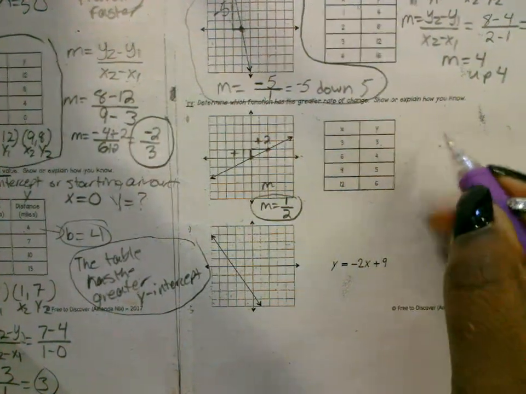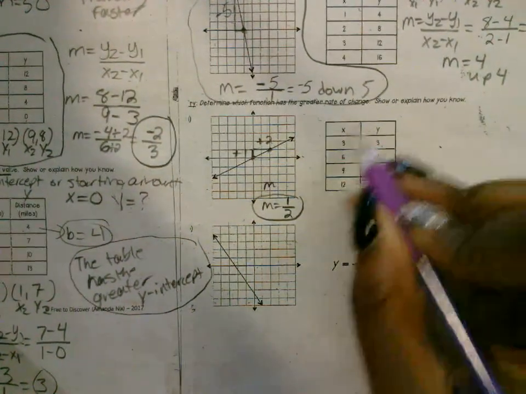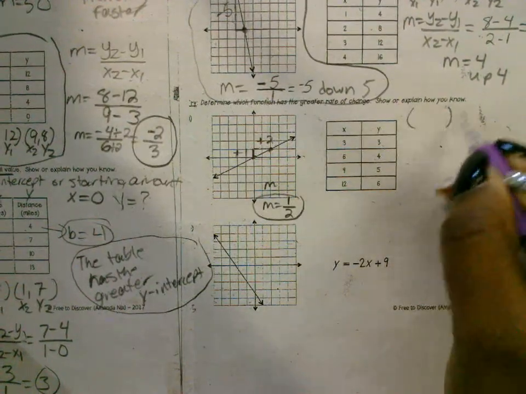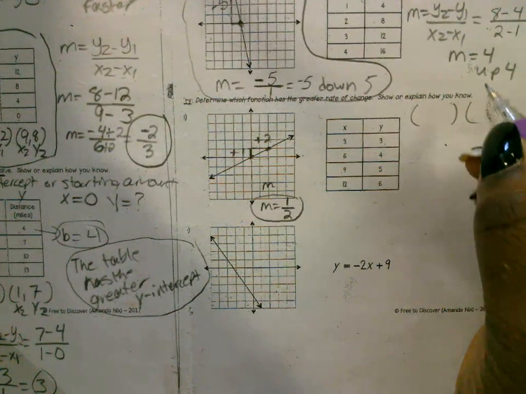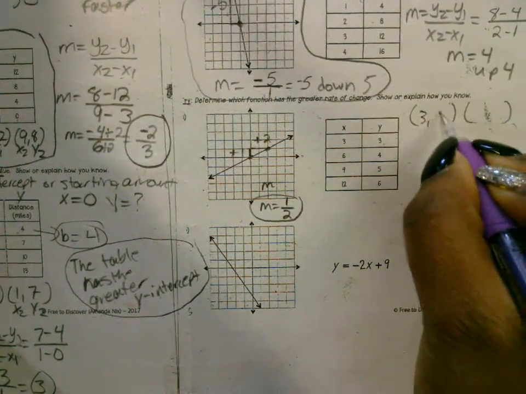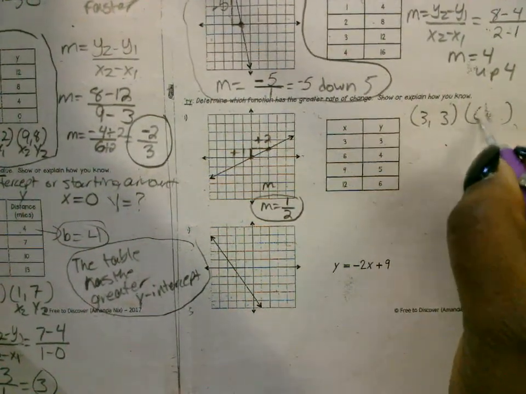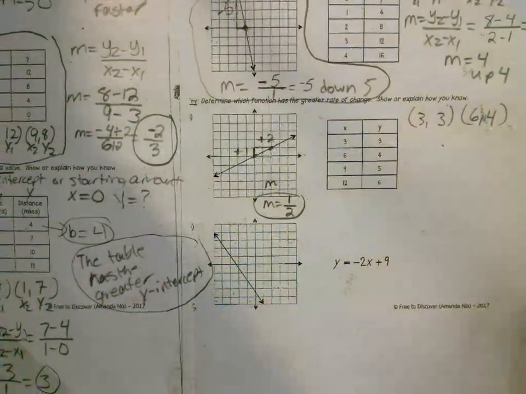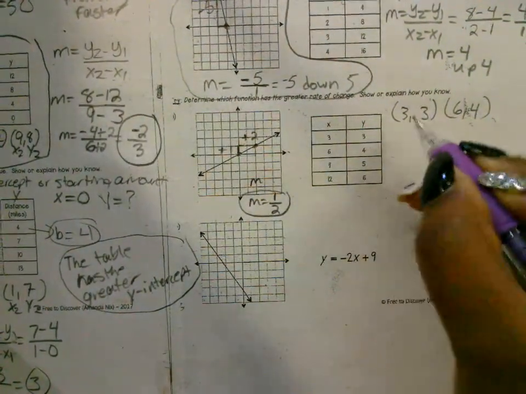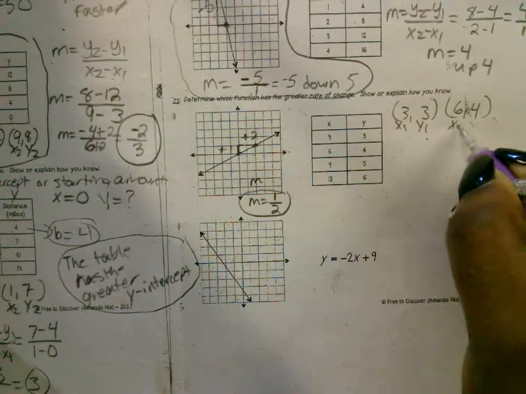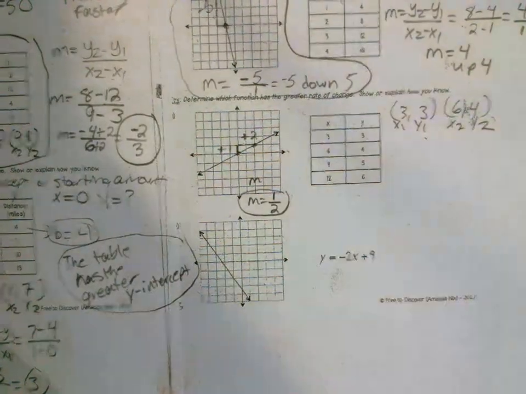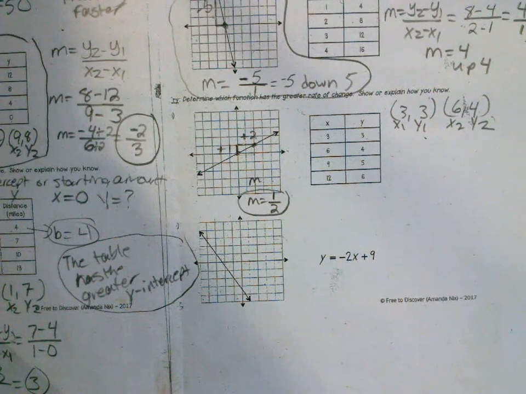All right, so we're going to find the slope of the table. Choose 2 points. I'm going to just choose the first 2. I have 3, 3, and I have 6, 4. Okay? This is my first point, x1, y1. This is my second point, x2, y2. Okay? I want to see if you all are actually writing this down.